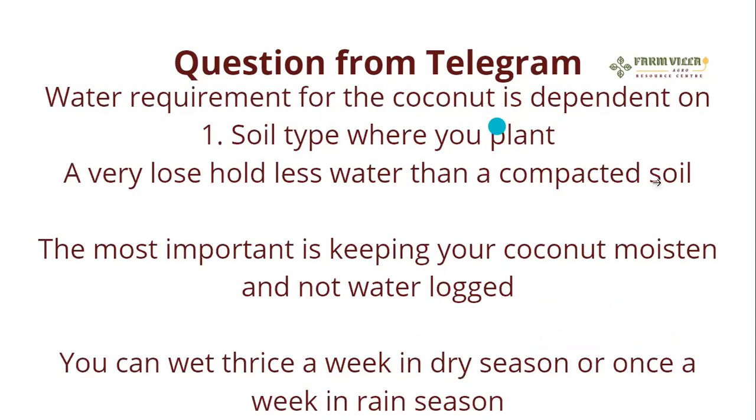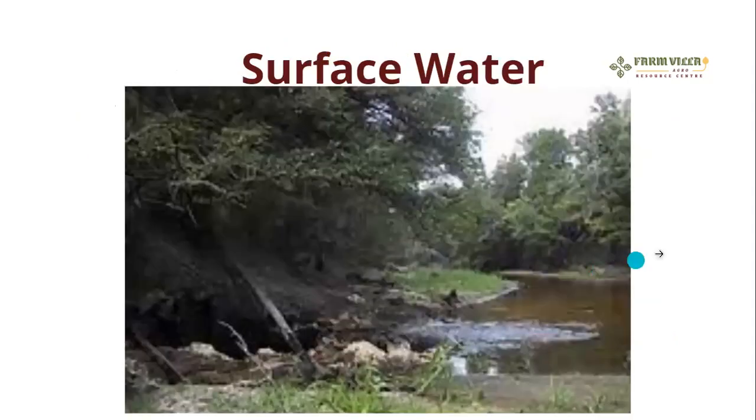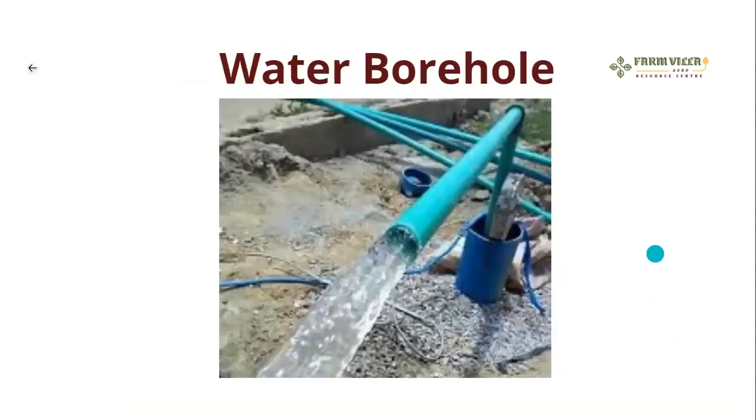Yes. Water requirement for the coconut is dependent on the soil type where you plant. A very loose soil holds less water than a compacted soil. The most important thing is keeping your coconut moist and not waterlogged. You can water twice a week in dry season. I think I've answered this one on the Telegram. Source for land near surface water. I've answered almost all of this in the Telegram.